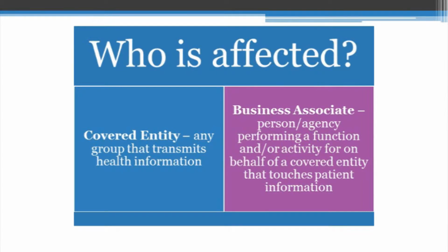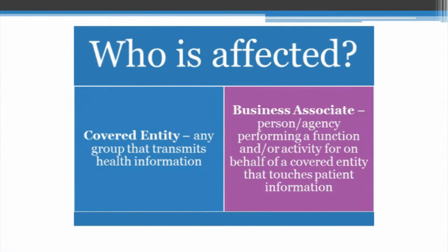So the Omnibus Rule, who does it affect? There are 2 definitions we really want to talk about. One is the covered entity. The covered entity is the group that actually transmits the health information. This could be hospitals, physician groups, any organization that touches patient care. A business associate, as I mentioned earlier, is a person or agency performing a function or activity on behalf of a covered entity, and it touches any kind of patient information.